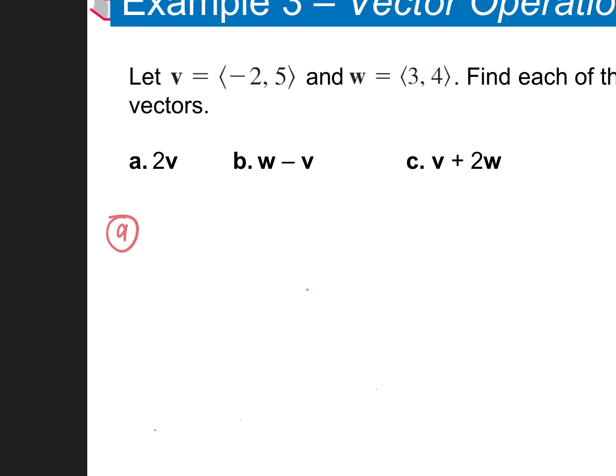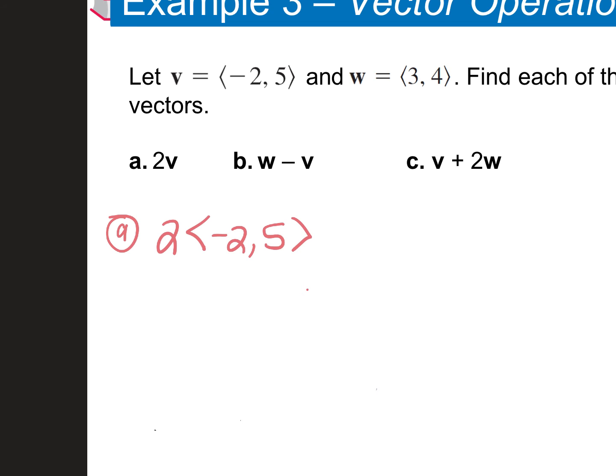Guys, what is A asking us to do? Find the vectors. Times it by 2. 2 times vector v. So -2, 5. This is how you guys would show me your work.